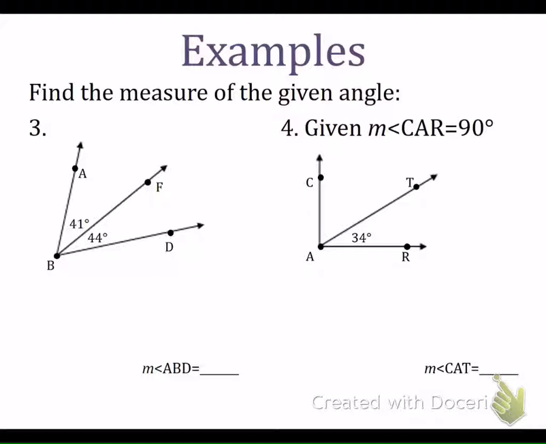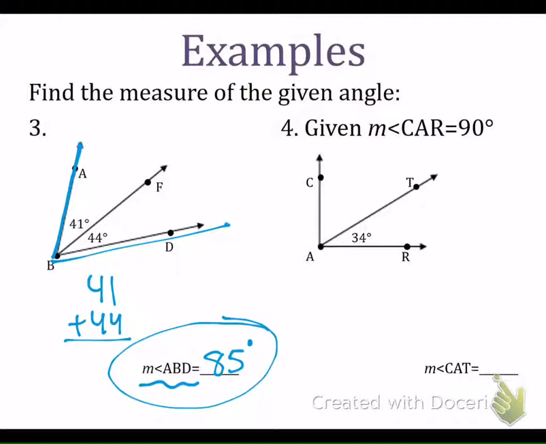So in number 1, you can read down here, number 3, you are looking for the measure of angle ABD. So A starts out here, B is the vertex, D goes out the side. How would I find the measure of that larger angle? You would add the smaller two. 41 and 44 is what? 85 degrees. Done.